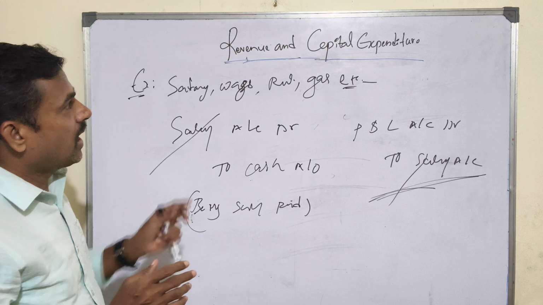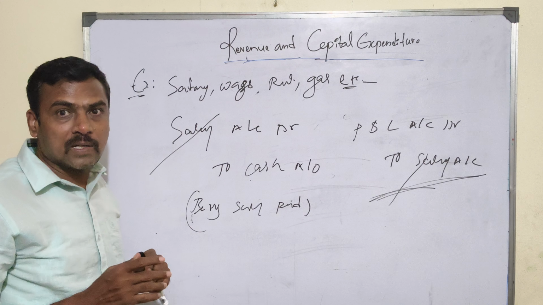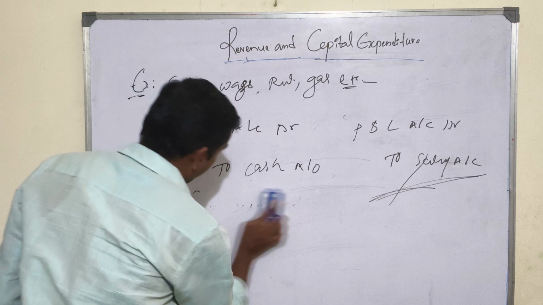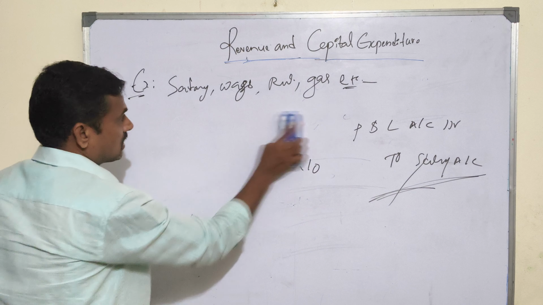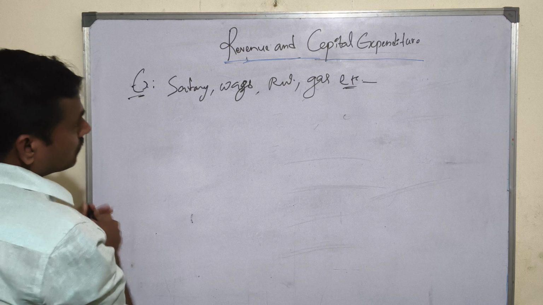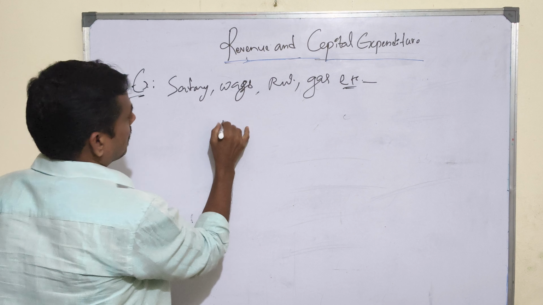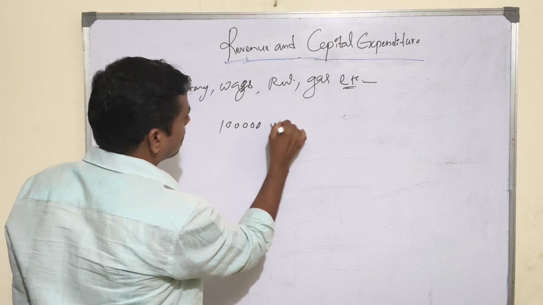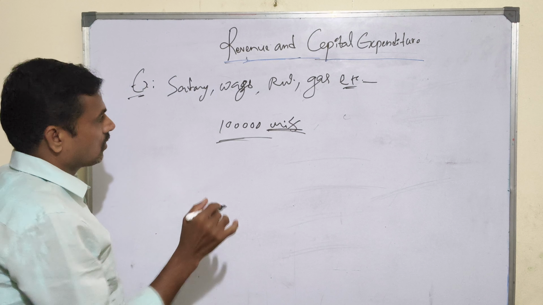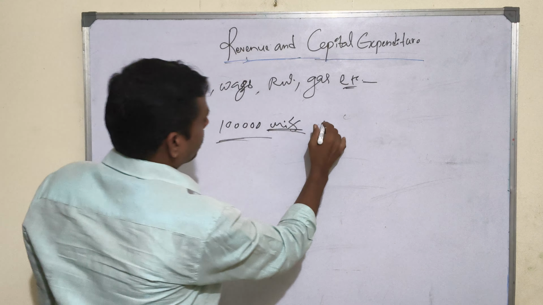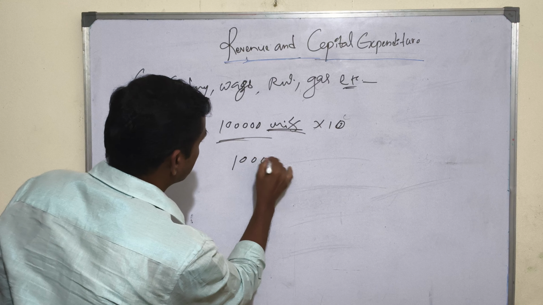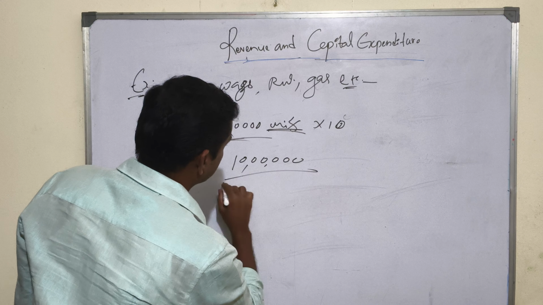But again, why do we need to charge all the revenue expenditure in the same accounting period? That is very interesting. As I told you, it is the matching concept, right? Why is the matching concept required? For example, say 1 lakh units of the product are produced by the company in a particular accounting period, and the selling price is 10 rupees. Now the total sales revenue is 10 lakhs.